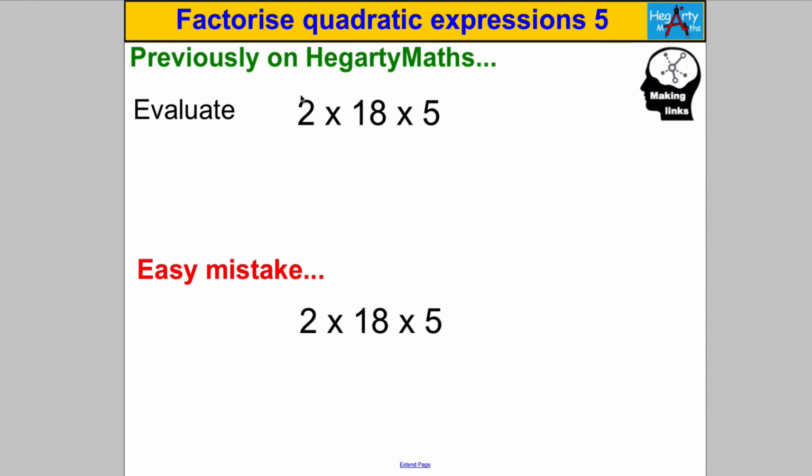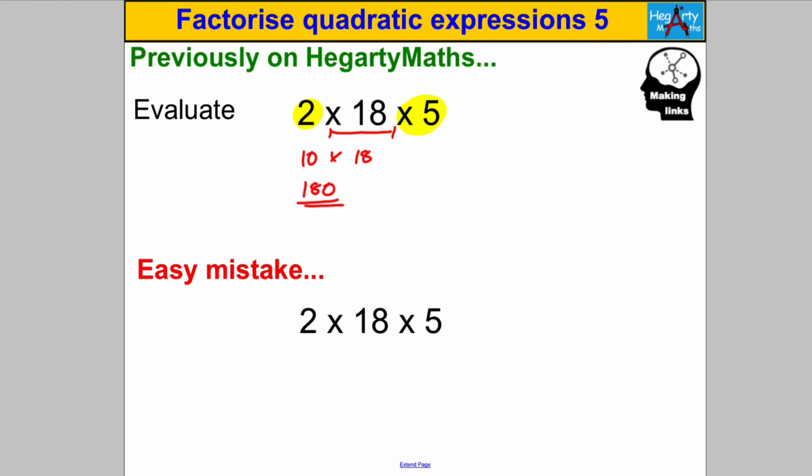Pause the video and evaluate the following product. Well, hopefully because you know multiplication is commutative and associative, you would have probably said, right, I'm going to do 2 multiplied by 5 first, which is 10, and then I'm going to do the 10 times the 18 that I didn't touch yet, and I'm going to get 180.